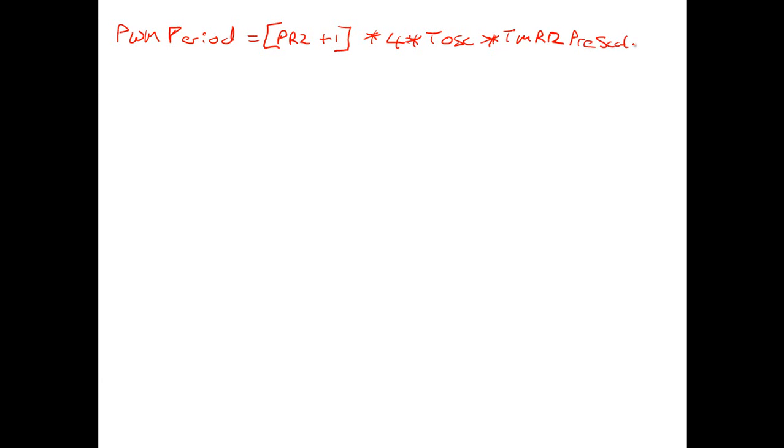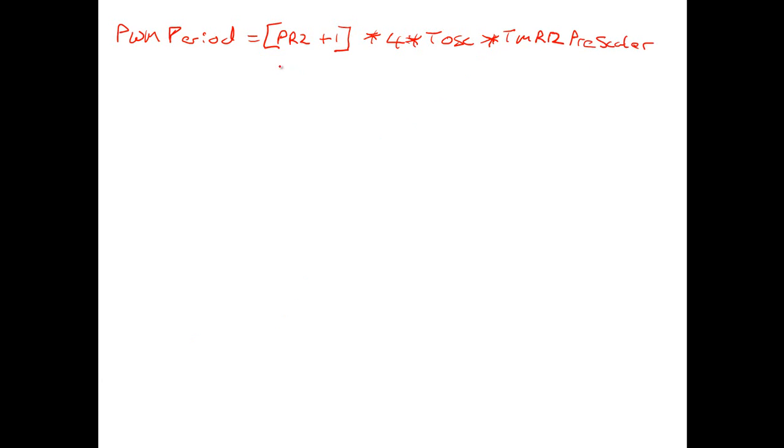Okay, so just to remind you of the formula, it's as follows: PWM period is equal to (PR2 + 1) multiplied by 4, multiplied by T oscillator, multiplied by the TMR2 prescaler. Okay.